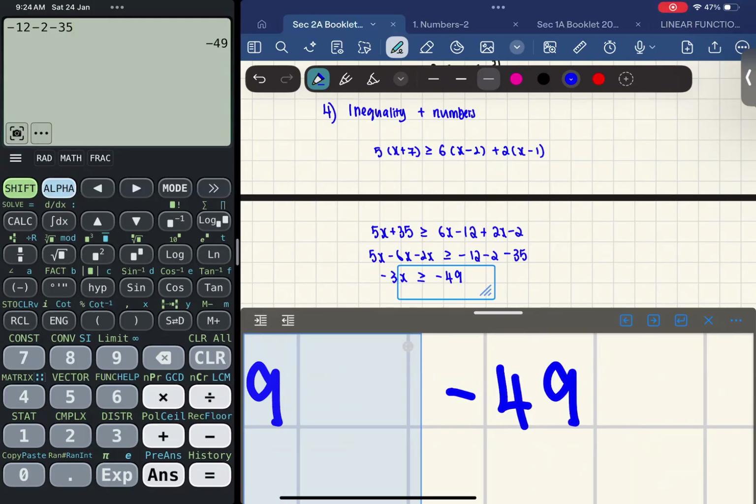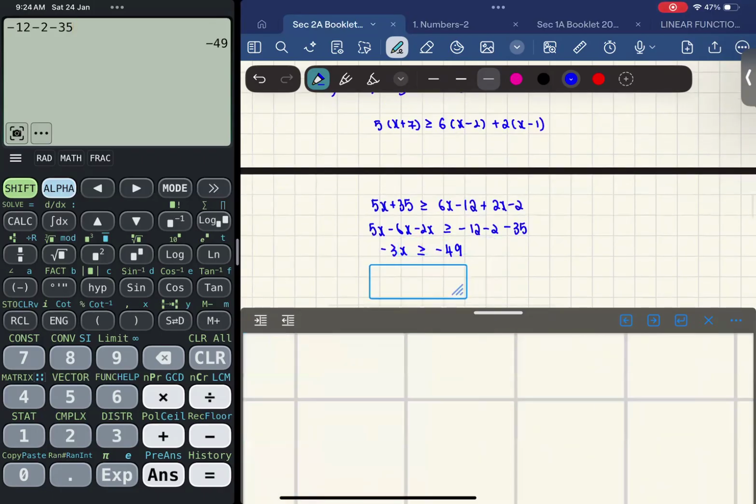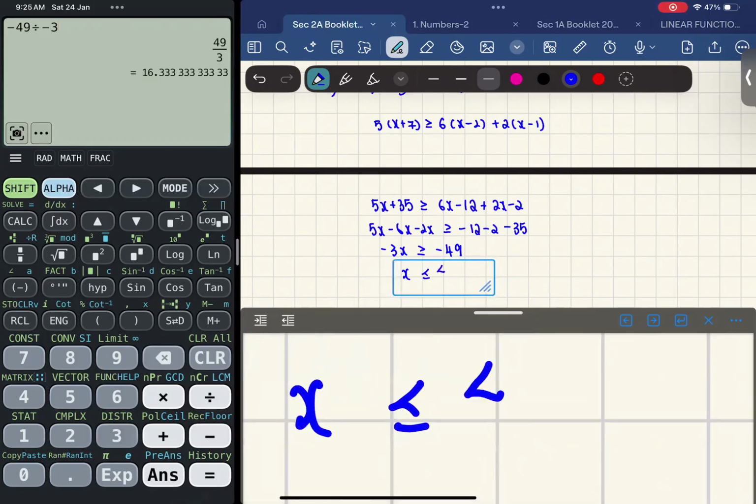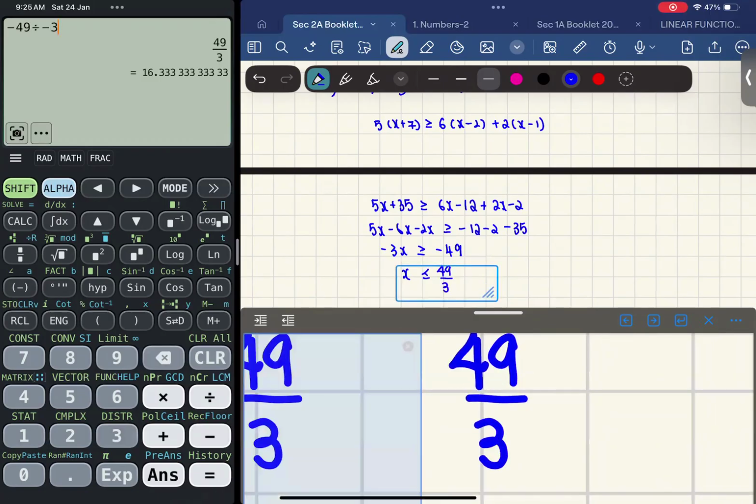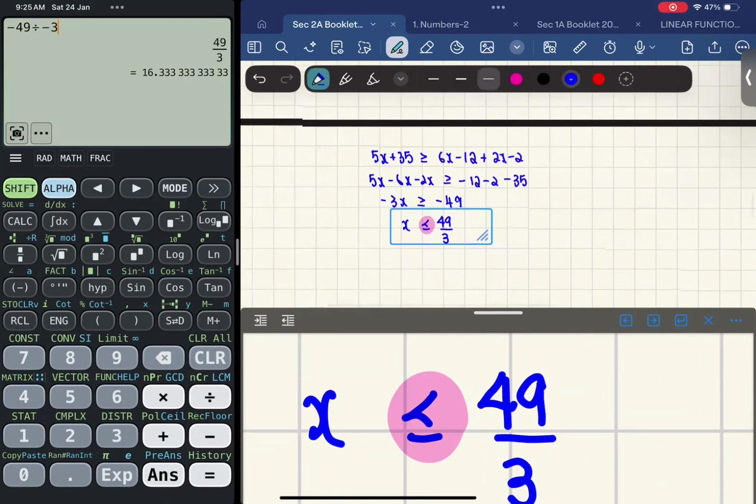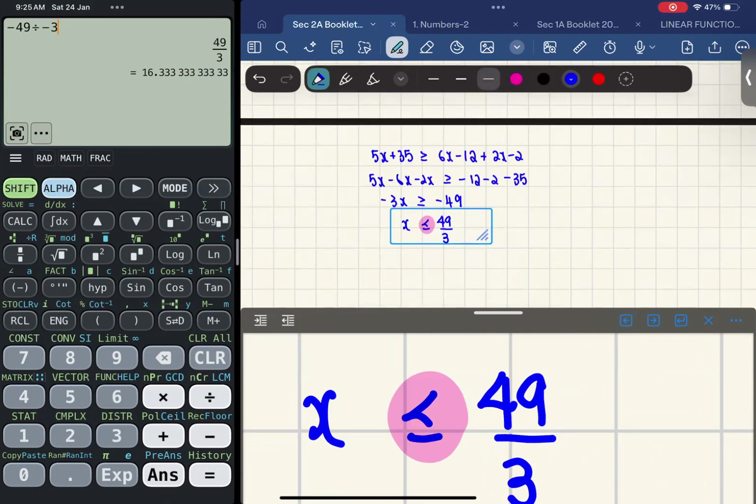So both sides have negative. We want to make x positive, so we're going to divide both sides by negative 3. Then we get 49 over 3. Don't forget to flip your sign. A lot of students will forget to flip the sign. Take note that this is actually 16.3 repeating.